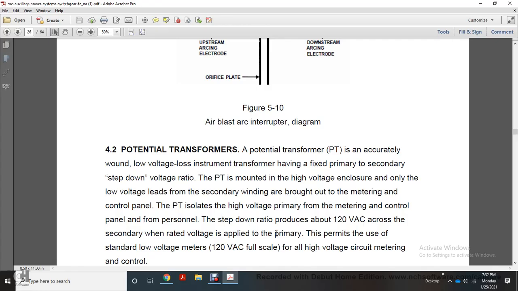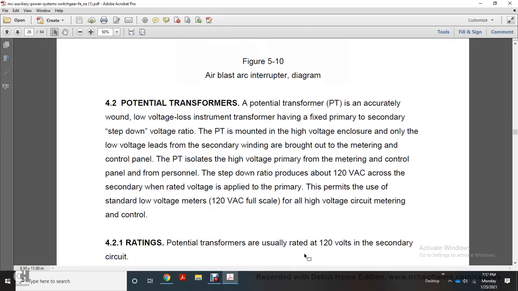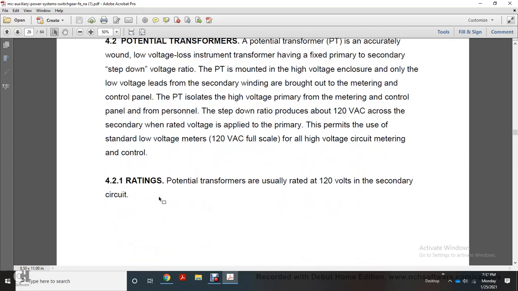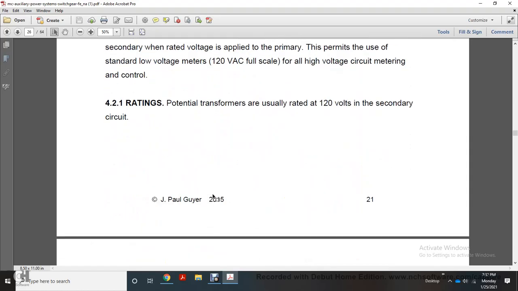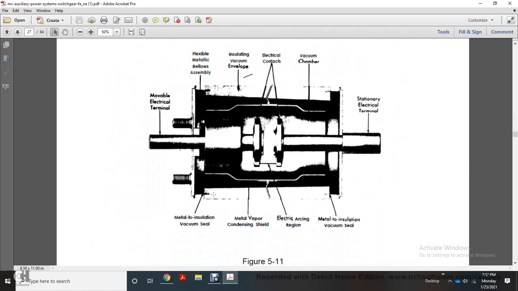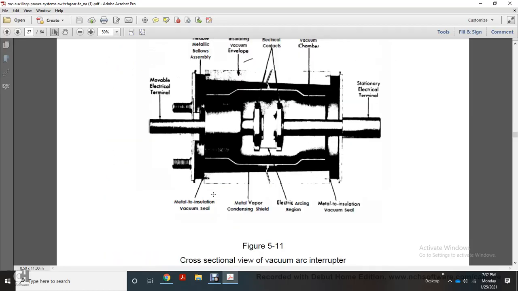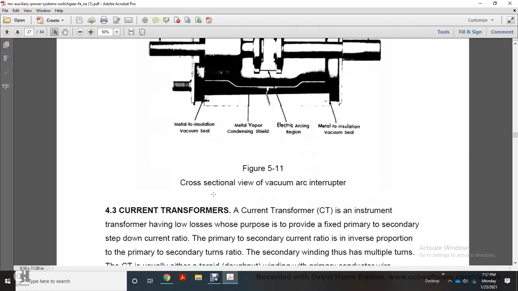The step-down ratio produces about 120 volts AC across the secondary when rated voltage is applied to the primary. That permits the use of standard low voltage meters, 120 volts AC full scale, for high voltage circuit metering and control. Ratings: potential transformers are usually rated at 120 volts in the secondary circuit. And this shows a picture of a cross-sectional vacuum interrupter.